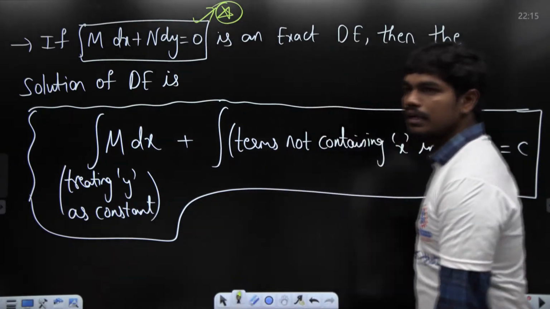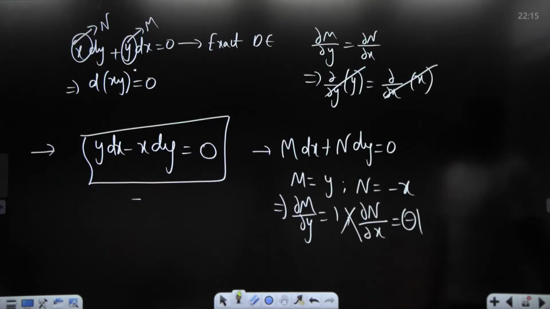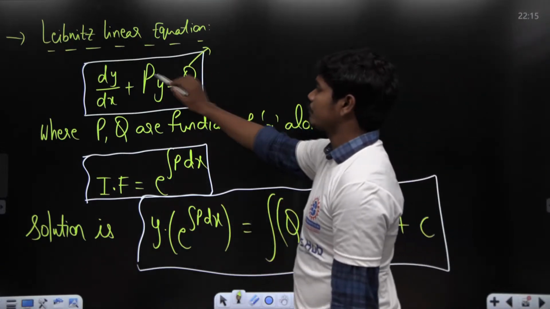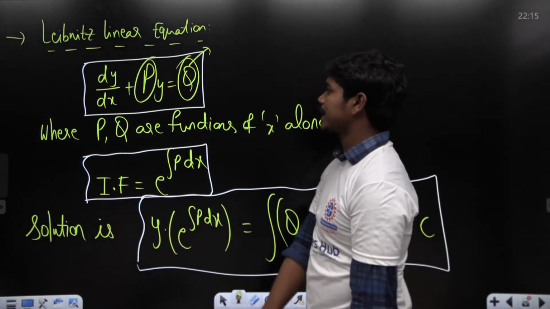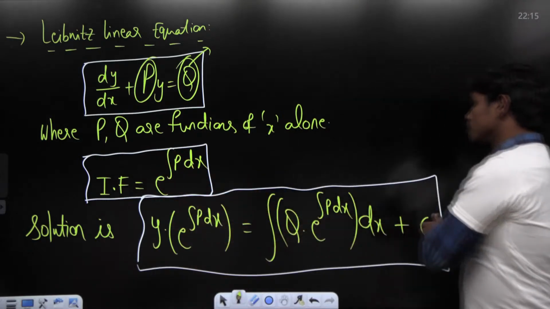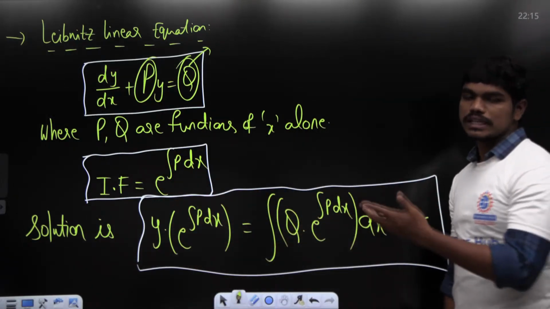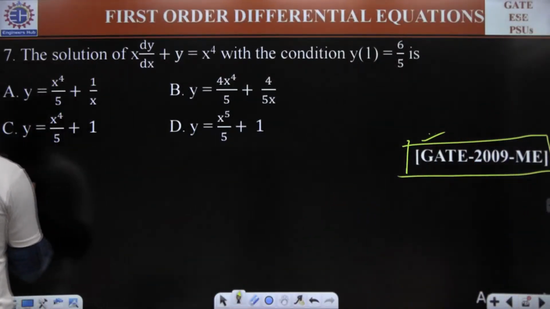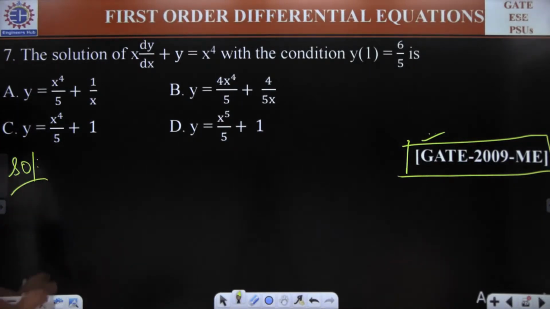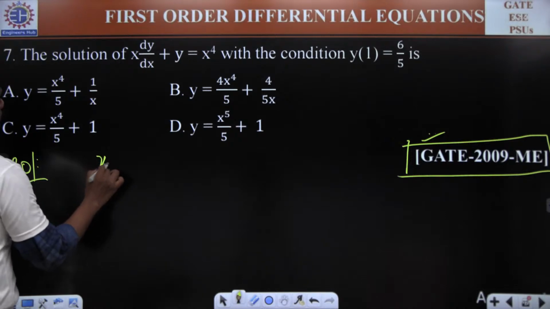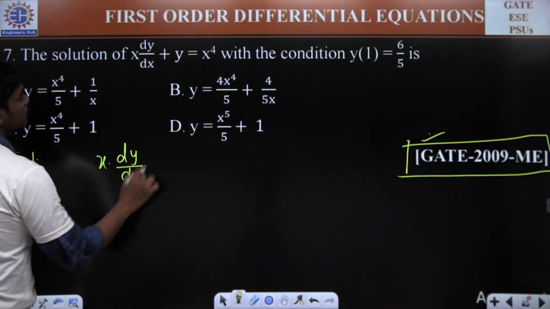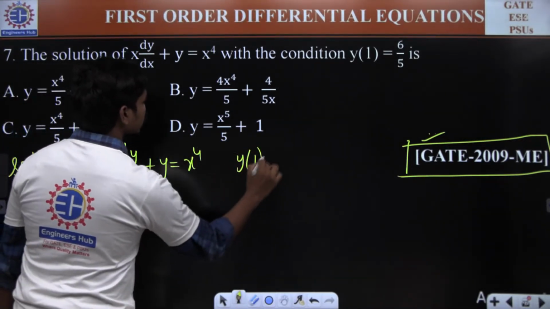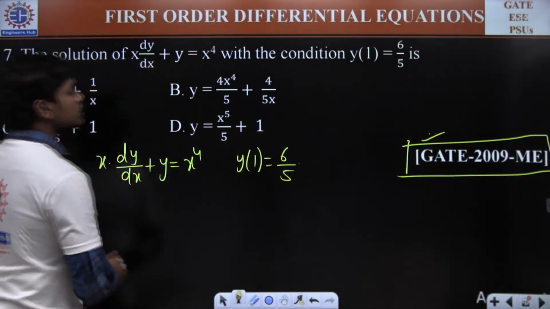Okay, so now if you have a Leibniz linear equation of this form, where you have some function in terms of x and some function in terms of x again, then this is the integrating factor and this is the solution of the differential equation. Now with the help of this, let us try to solve a question that came in 2009 for mechanical. So please try to solve this. Solution. Given differential equation is x into dy by dx plus y is equal to x power 4, and it's also given y of 1 is equal to 6 by 5. So please try to write this.